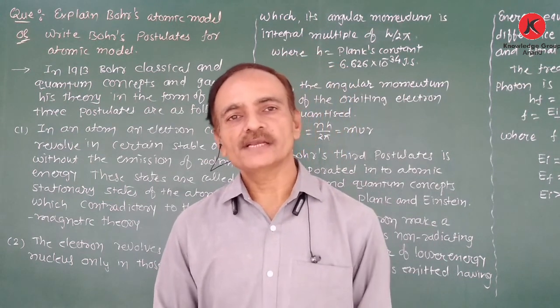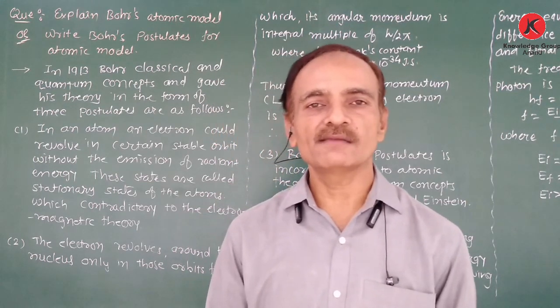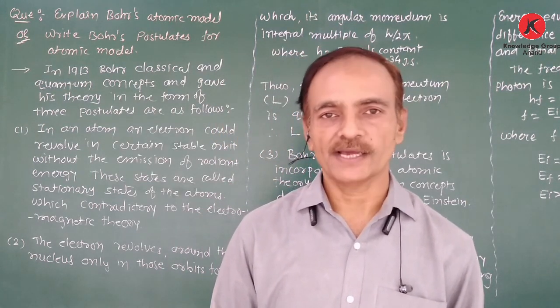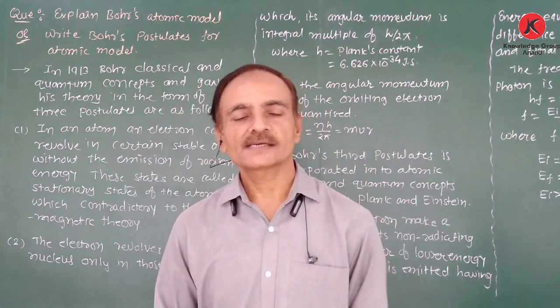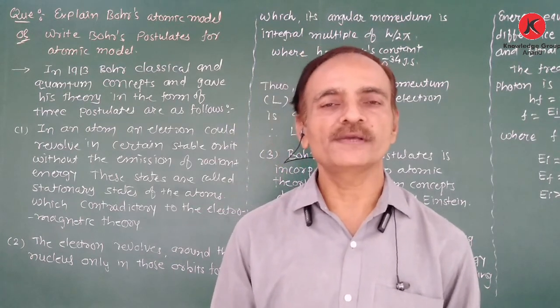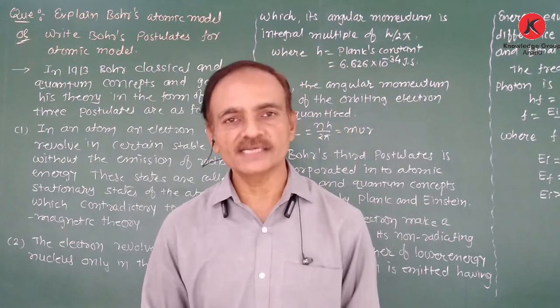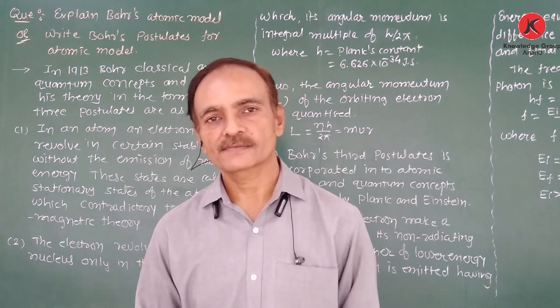Second, the electron can revolve out of the numbers of orbits only in those orbits for which its angular momentum is an integral multiple of h upon 2 pi. So not according to its energy, but the electron can revolve only in those orbits for which its angular momentum is an integral multiple of h upon 2 pi.